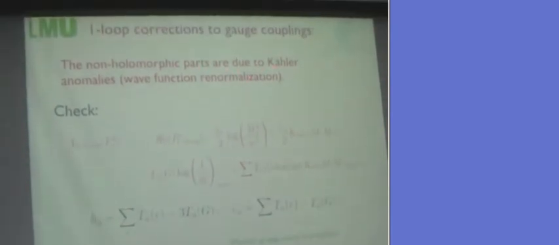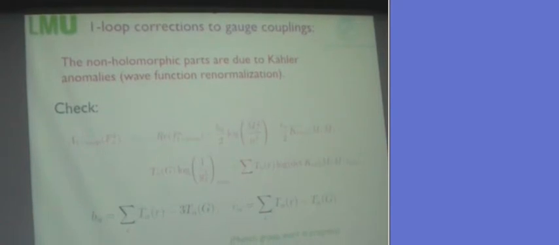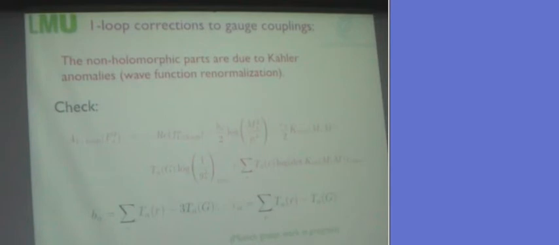So what is the origin of this non-holomorphic contribution in the one-loop effective action? Namely, these non-holomorphic parts are due to Kähler anomalies or more general sigma model anomalies. They are again due to the wave function renormalization. And I do not want to enter the subject now. You can now compute triangle diagrams involving matter fields.